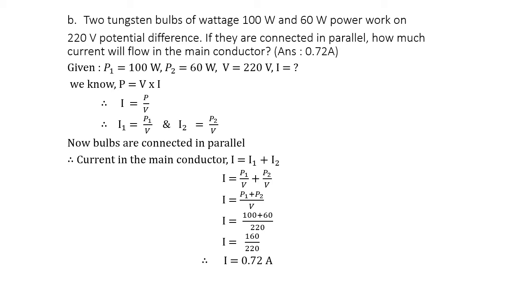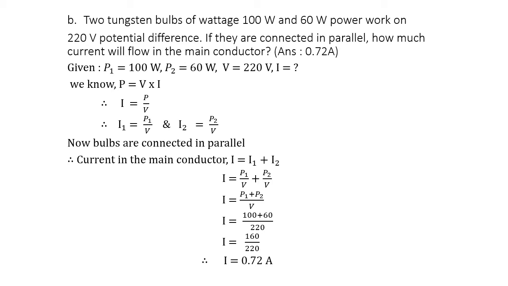What they are, we have to find how much current will flow in the main conductor. Means we have to find I equals to question mark. Okay. The important point you have to remember here: the bulbs are connected in parallel, so we have to go back to the 9th standard syllabus, when the resistors are connected in series and in parallel. We'll see further.